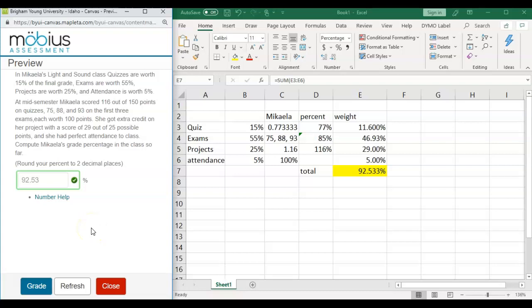On yours, if you can't do that, then you can just press grade or close, and it will grade it for you, and you can go back in and see if the green check is visible or not. If you have any questions, feel free to email me, and good luck on your homework.